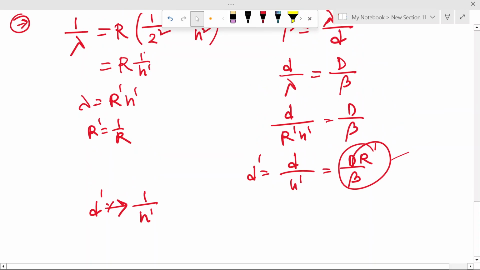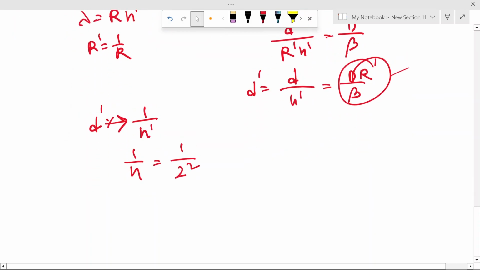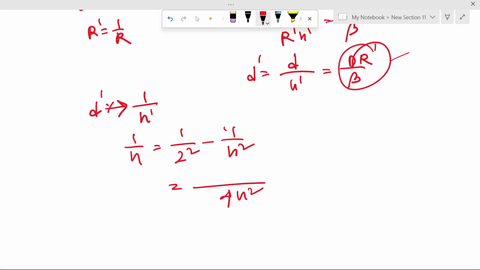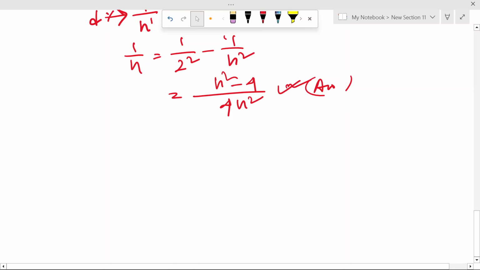What is 1 by n prime here? You can see from here 1 by n prime was 1 by 2 square minus 1 by n square. So it is basically 4n square by n square minus 4. So this should be the answer. Yeah. Okay. Let's move to the next question.